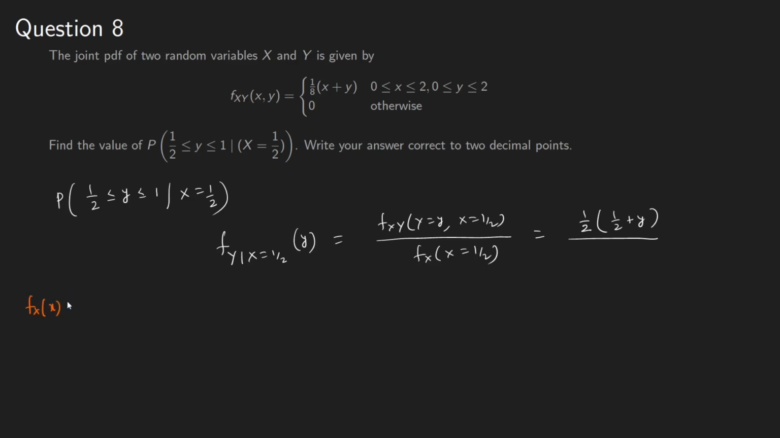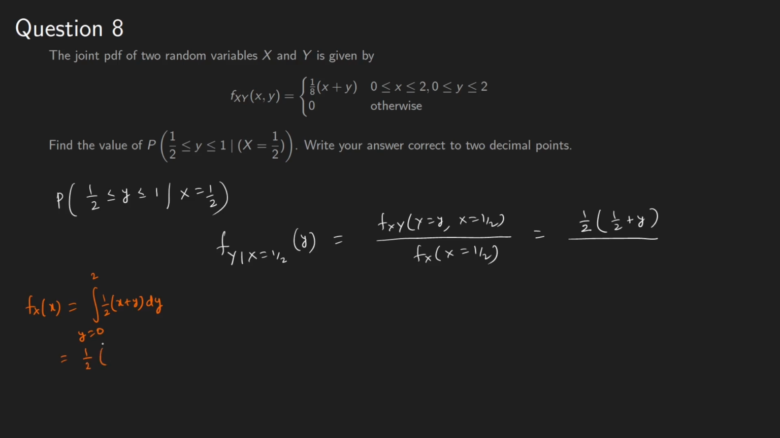Marginal of x is equal to, we will integrate for all the values of y. So y will go from 0 to 2. What are we integrating? We are integrating half times x plus y dy.